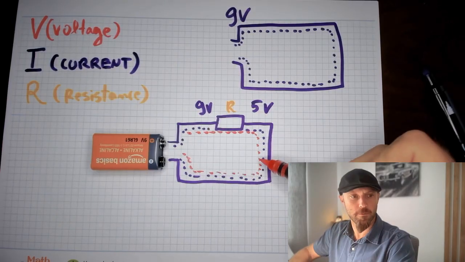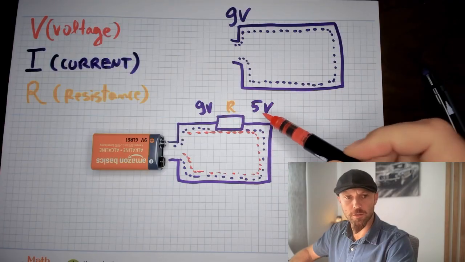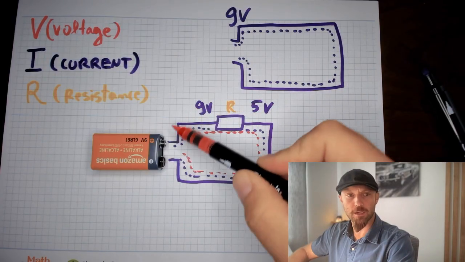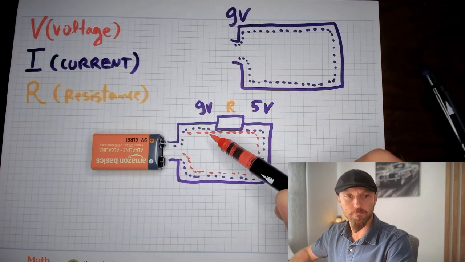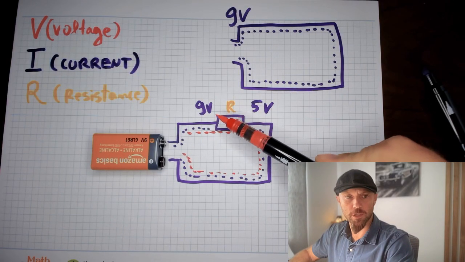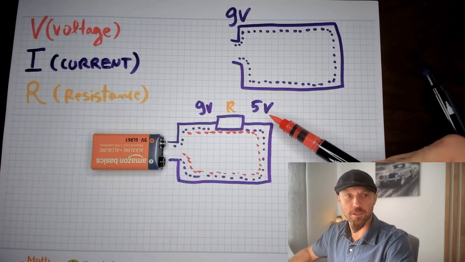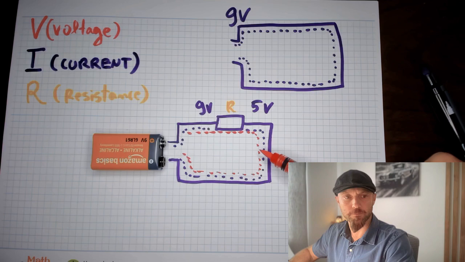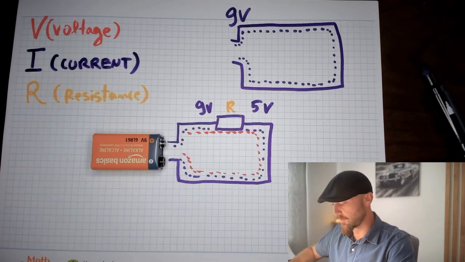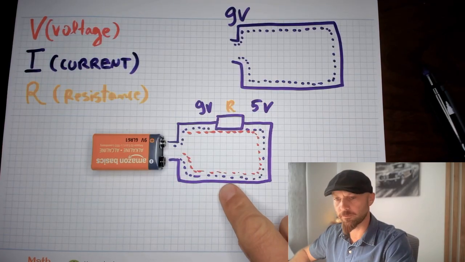So current doesn't drop. Instead, the current is restricted on the total amount. The current flowing through the entire circuit is restricted because of this resistor. The current entering the resistor is exactly the same as the current exiting the resistor. Voltage drops, current is restricted across the entirety of the circuit.